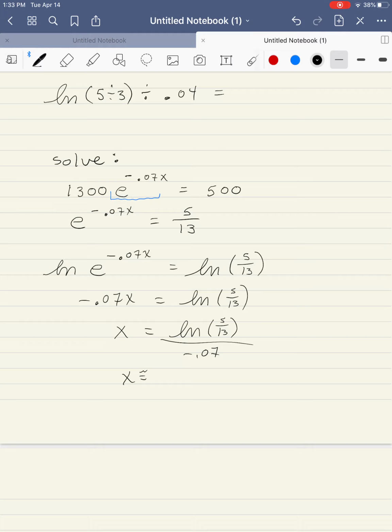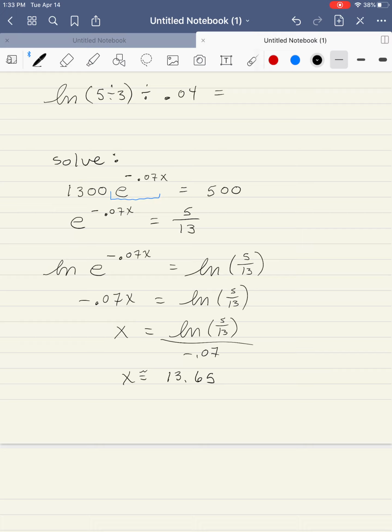And I get a decimal approximation of ln parenthesis, it opens its own parenthesis, 5 divided by 13, close parenthesis, divided by negative 0.07, and I get approximately equal to 13.65.